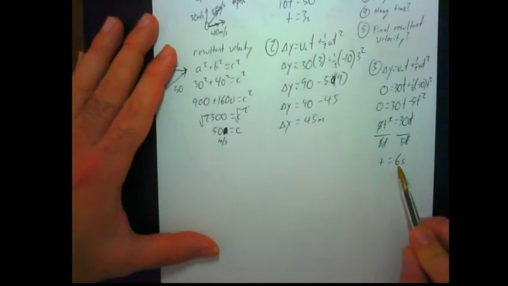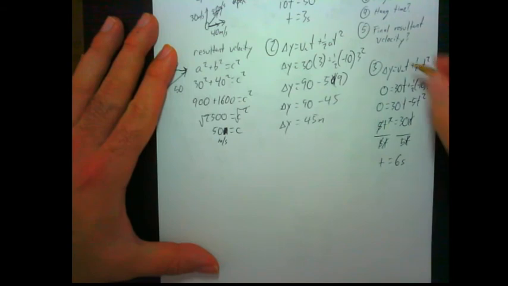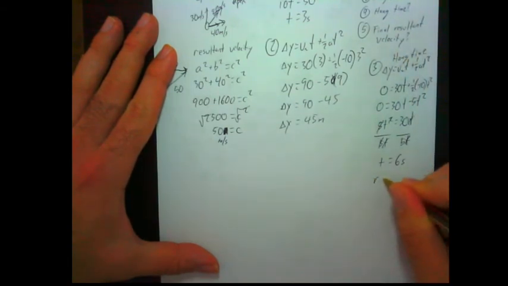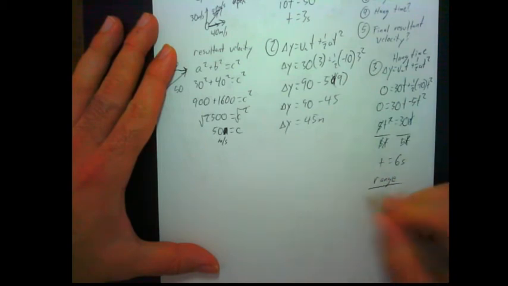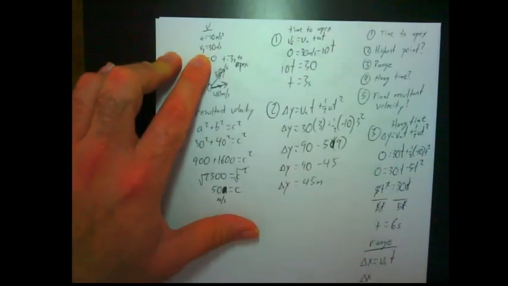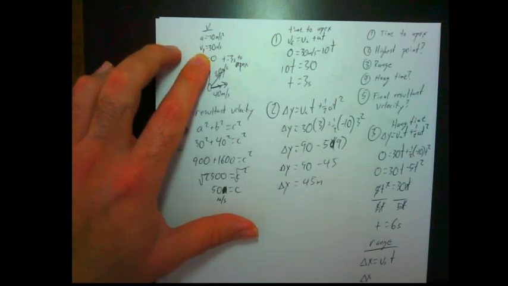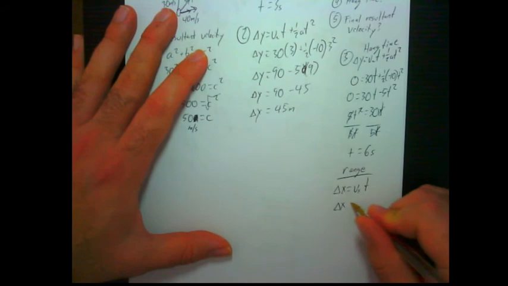Okay, so now we've got the hang time. Now let's figure out the range. Range, delta x equals vxt. Are we going to use this vertical information? No. We are using horizontal information now. Horizontal only. So, what is our horizontal velocity?